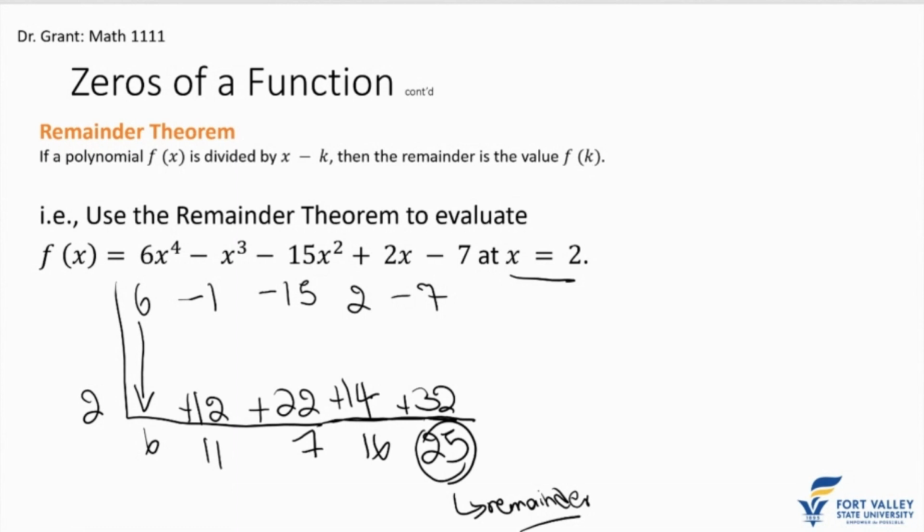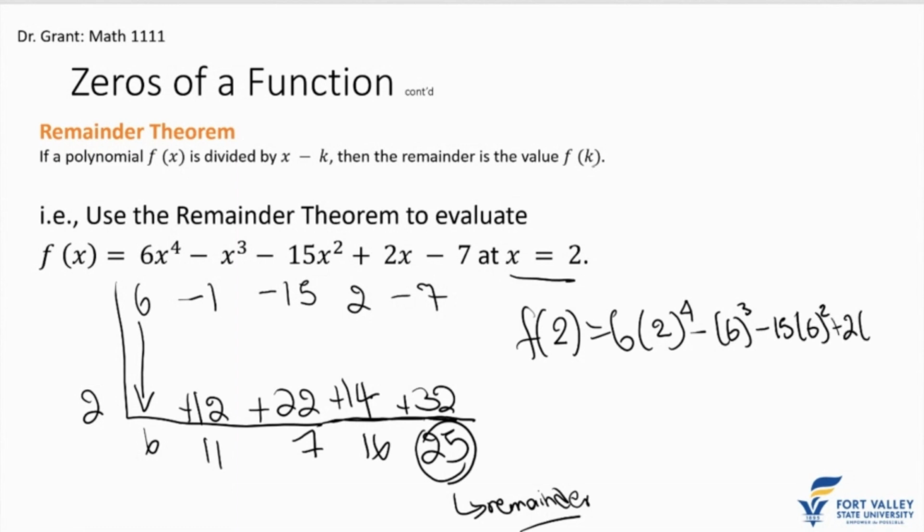Now, let's say we wanted to evaluate f of x at 2. So that would be 6 times 2 to the 4th power minus 2 cubed minus 15 times 2 squared plus 2 times 2 minus 7. In this instance, if you plug this in, you would get 25.